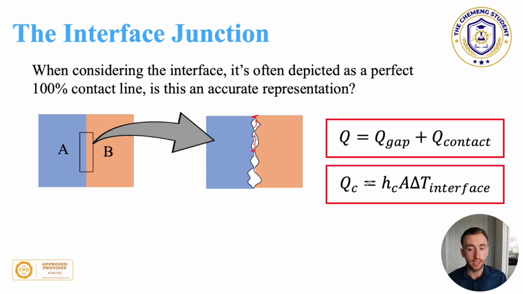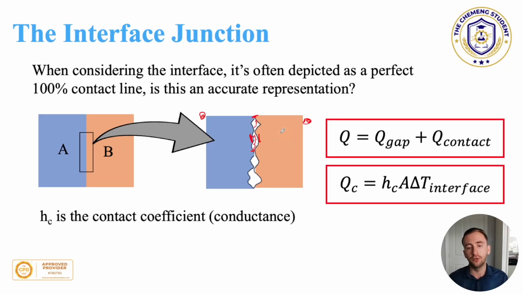Now, the contact we can express further and say that our contact, so QC, is equal to this new variable HC multiplied by the area multiplied by the difference in the temperature at the interface. So it's not the difference in the temperature between this point and this point, it's the difference in the temperature between this point and that point. Now, what is HC? HC is often termed as the contact coefficient or sometimes the conductance. So I'm going to refer to HC as conductance.